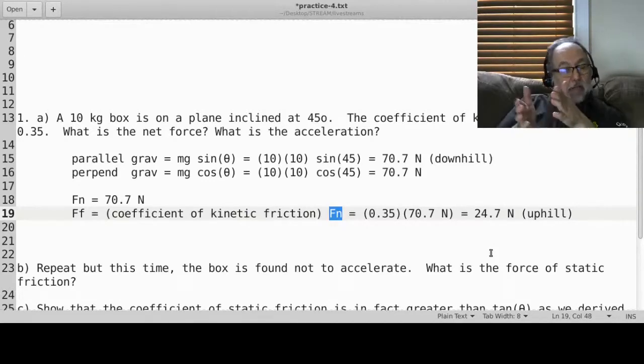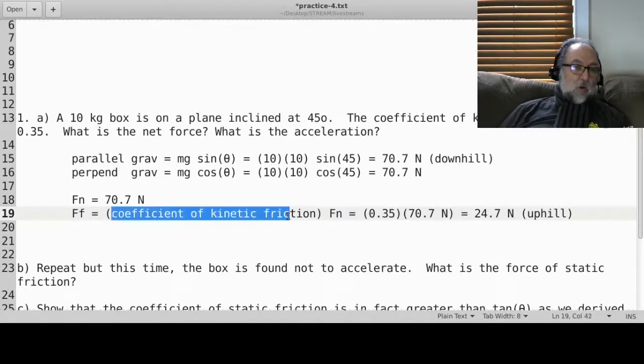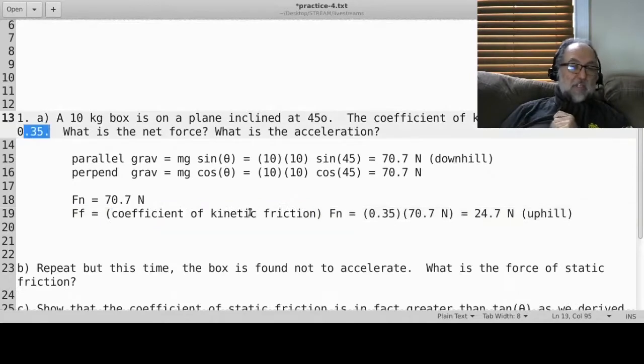And what happens is that the harder the two surfaces are pushing up against one another, in other words, the bigger the normal force, the more they're sticking together, and the more they're sticking together, the more friction there is. Okay, so in other words, the harder they press against one another, the more friction there is, and the coefficient of friction is kind of like the percentage. Okay, so like 0.35, that just says that the frictional force is 35% of the normal force. That's the way to think about this.